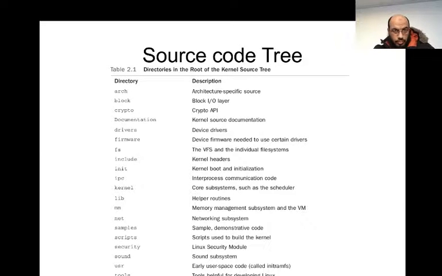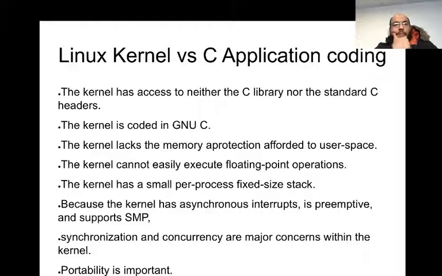So now, some differences between Linux kernel versus normal C application coding. First, the kernel has absolutely no access to the standard C library, nor the standard C headers. That basically means that, because the kernel is the lowest level of C code that you can have on your computer, anything lower, you're going assembly basically.